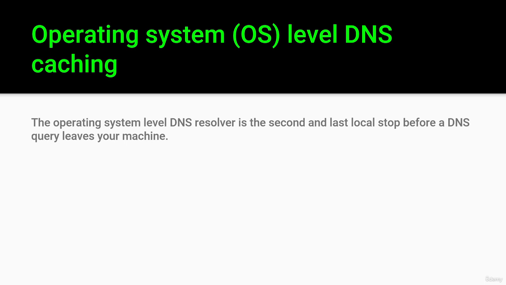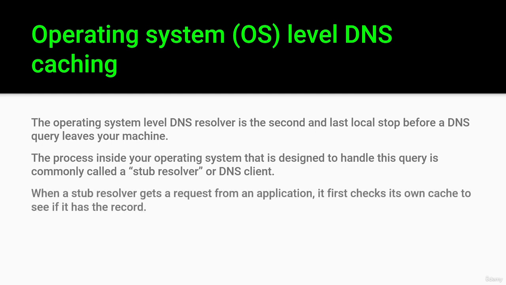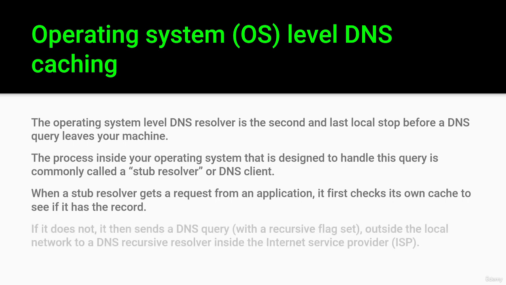Okay. Now on the operating system level, we have the OS DNS caching. So the OS level DNS resolver is the second and the last local stop before the DNS query leaves your machine. The process inside your operating system that is designed to handle this query is commonly called a stub resolver or DNS client. When a stub resolver gets a request from an application, it first checks its own cache to see if it has the record, and if it doesn't, it then sends a DNS query with the recursive flag set outside the local network to a DNS recursive resolver inside the internet service provider, the ISP.